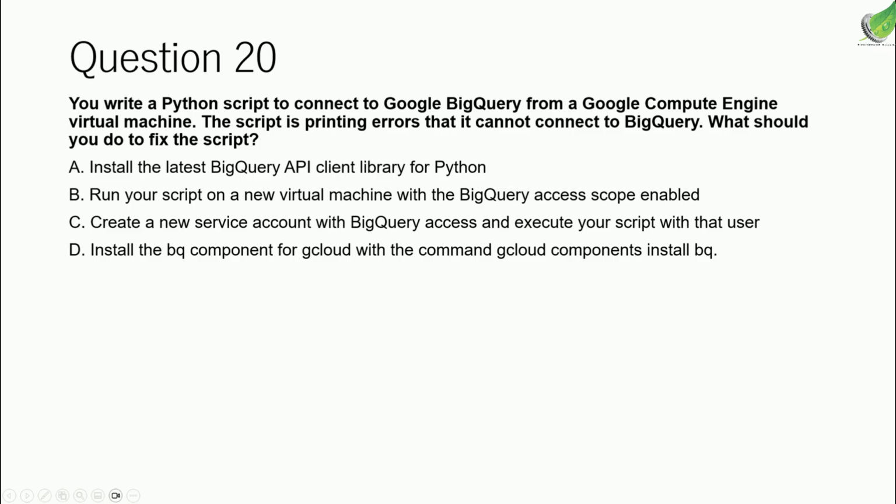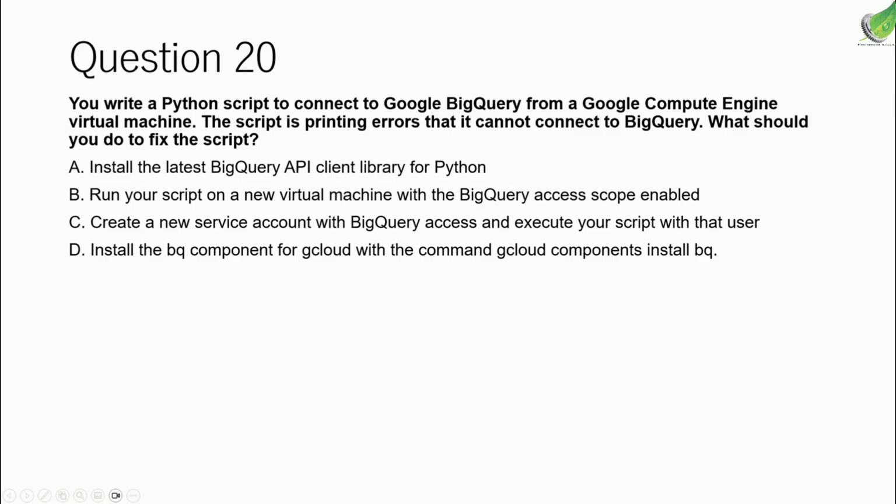Option A is incorrect. The problem is a connection error, which points to a permissions issue, not a bug in the client library itself. While using the latest library is good practice, it won't fix a fundamental permissions problem. If the library were missing, the error would be an import error in Python, not a connection error.